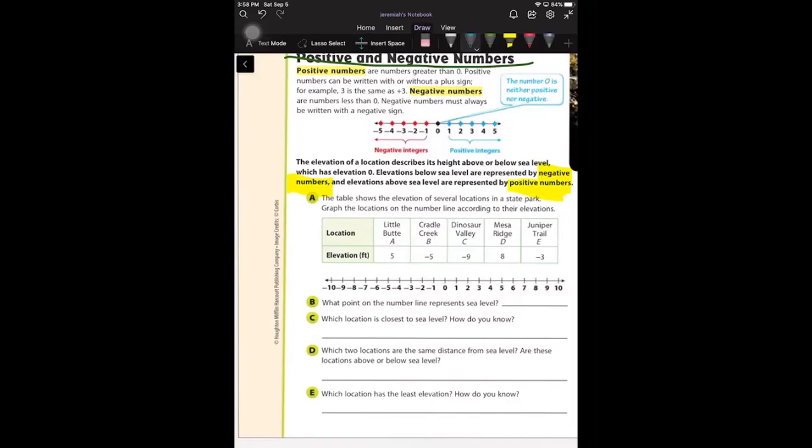Now let's look at the locations. We have Butte, Crowder Creek, Dinosaur Valley, Mesa Ridge, and Juniper Trail. So let's look at the first one. A. Let's take a look at A. We have an elevation of 5. Is it negative or is it positive? The 5 is positive because there's no negative sign in front of it. So let's graph the first one. We have 5.